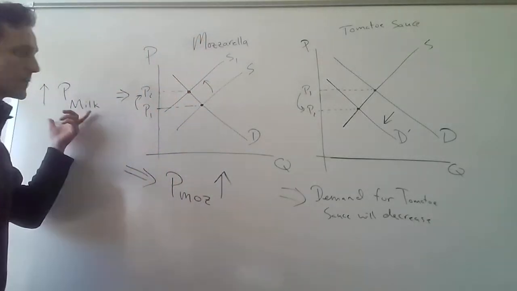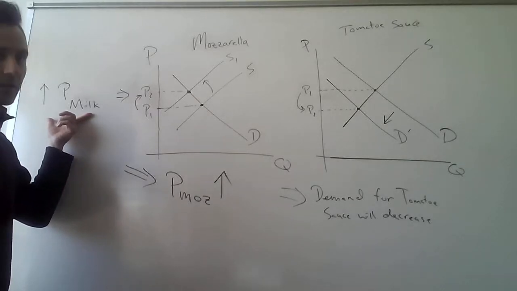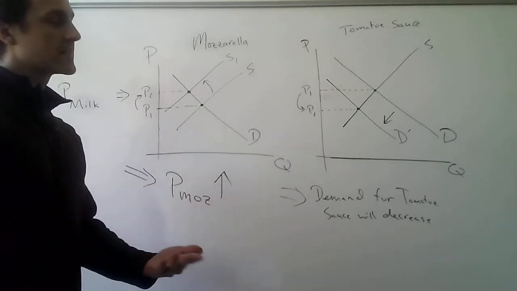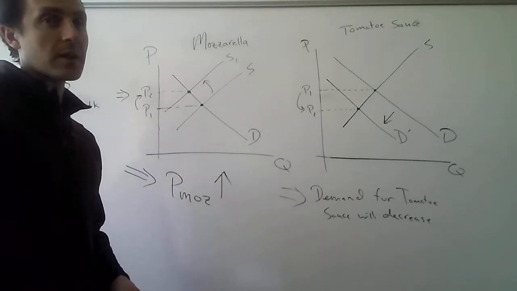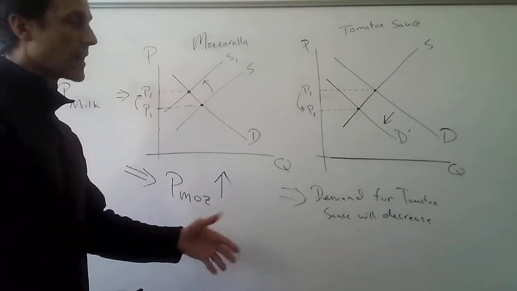Okay, so here's the logic. We start over here. We have an increase in the price of milk. Since the price of milk is increasing and milk is an input for mozzarella, that means it's going to be more expensive to produce mozzarella. What happens when mozzarella is more expensive to produce? Well, that means the marginal cost is going up.